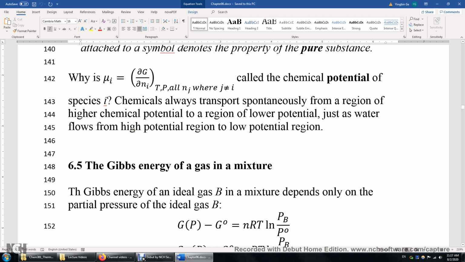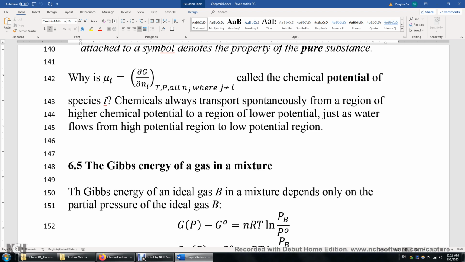Remember the conditions for the natural direction. For an isolated system, we need to look at entropy. When temperature and pressure are constant, we need to look at G. G always decreases. If the temperature and volume are constant, A always decreases. So it seems like we have different conditions, and then we have different criteria.